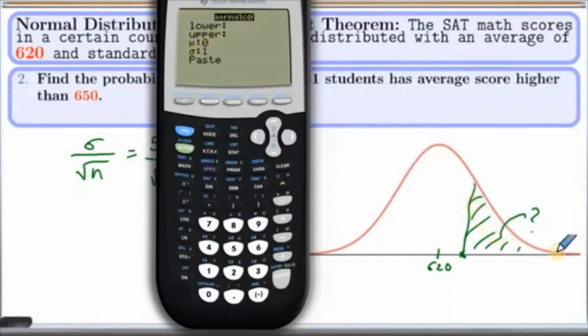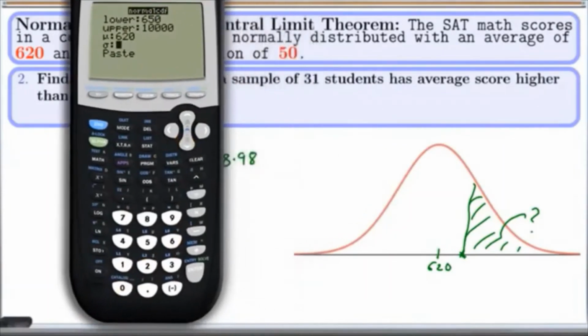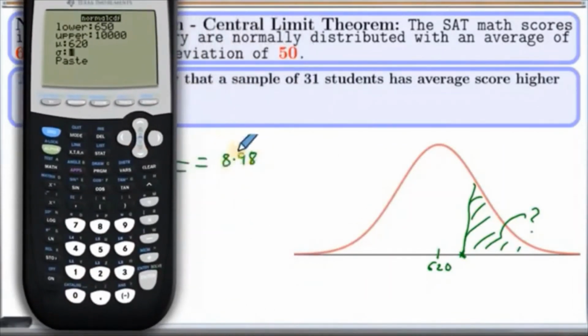Now let's look at the graph for the lower value and upper value. Looking at this graph, we know our lower value is 650, which is this point here. So let's put 650 there, and our upper value will be a large positive number, so I will just type 10,000 here. Our mean is 620, and for standard deviation, we'll be using this one, 8.98. Let me type that down there, 8.98, then hit enter, then hit enter.